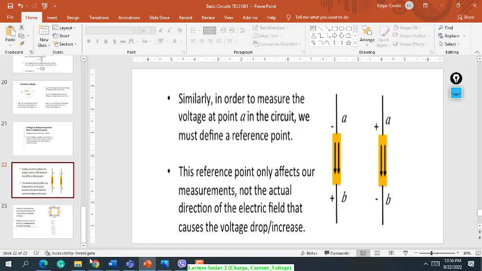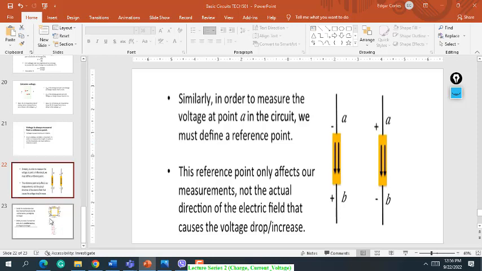The reference point, class, has something to do with the convention, the negative or positive sign. But the magnitude, which is 7 or 5 as discussed in the earlier example, has nothing to do with the reference point.